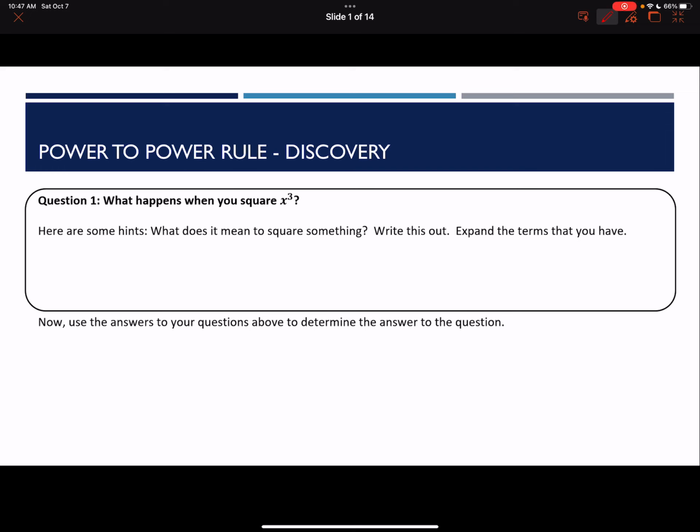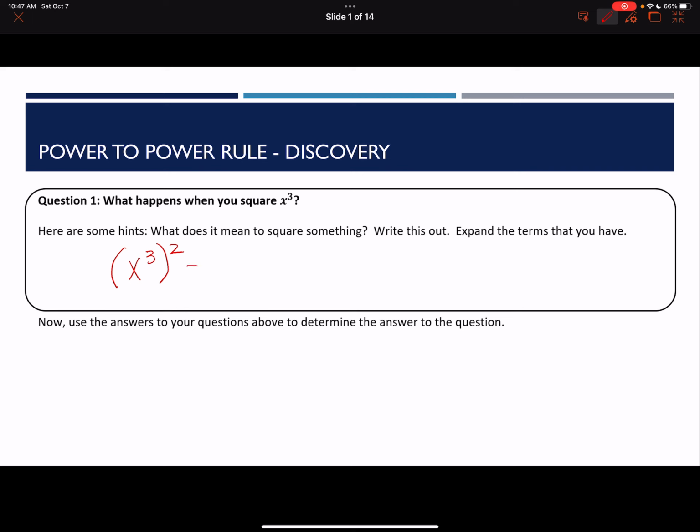Hi, so today we're going to talk about a rule of exponents called the power to power rule. So first question, what happens when you square x to the third? Well, when we square something, we can write it like this. We want x to the third squared.